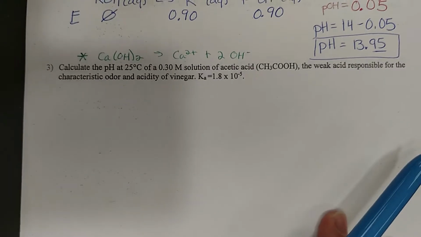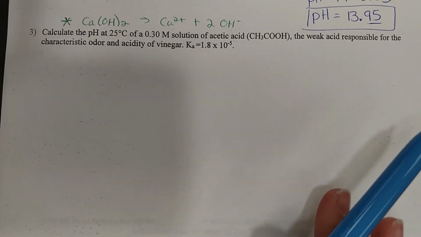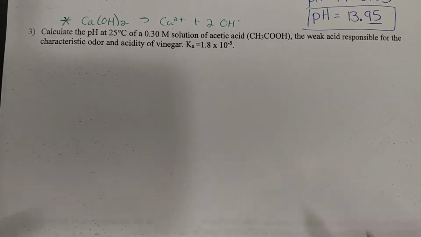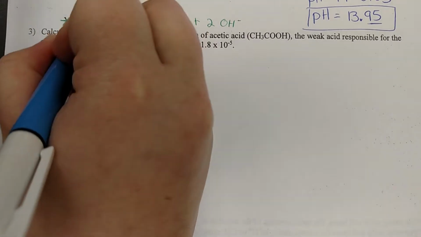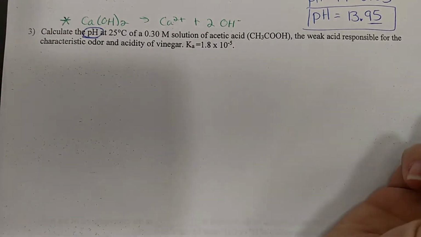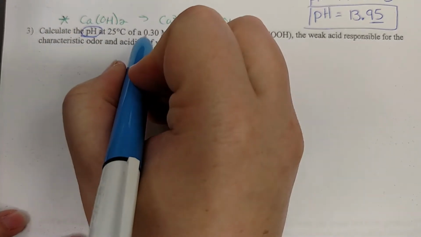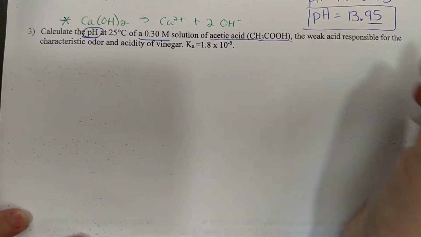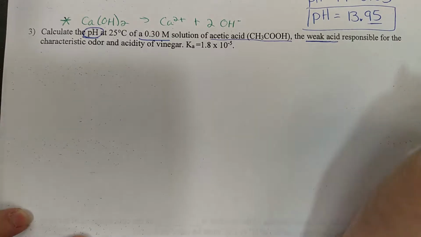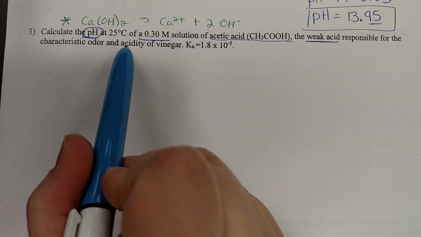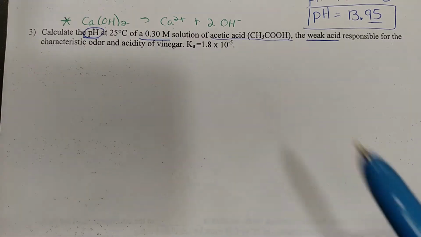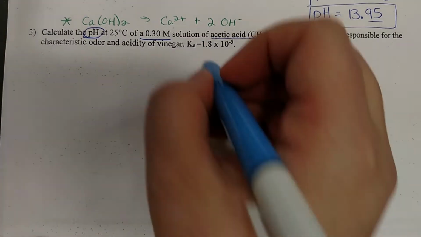What does become a little bit more complex is when we have a solution that has a weak acid or base. So it says to calculate the pH, number 3, at 25 degrees Celsius, of a 0.3 molar solution of acetic acid. So we have our acetic acid, and it said it is a weak acid responsible for the characteristic odor and acidity of vinegar. So acetic acid is essentially vinegar. It gives us our Ka value.